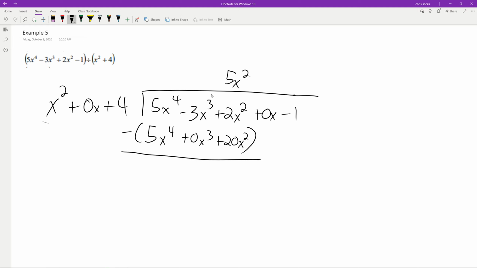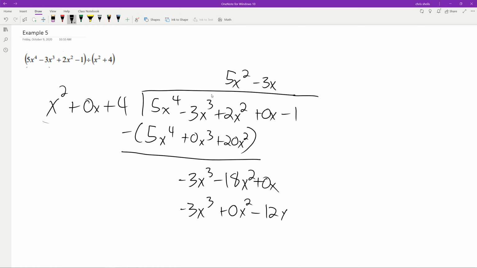I place parentheses around this and subtract. Negative 3x cubed minus 0, that's just negative 3x cubed. 2x squared minus 20x squared, that's negative 18x squared. And I bring down that plus 0x. X squared goes into negative 3x cubed, negative 3x times. Negative 3x times this entire thing is negative 3x cubed plus 0x squared minus 12x.